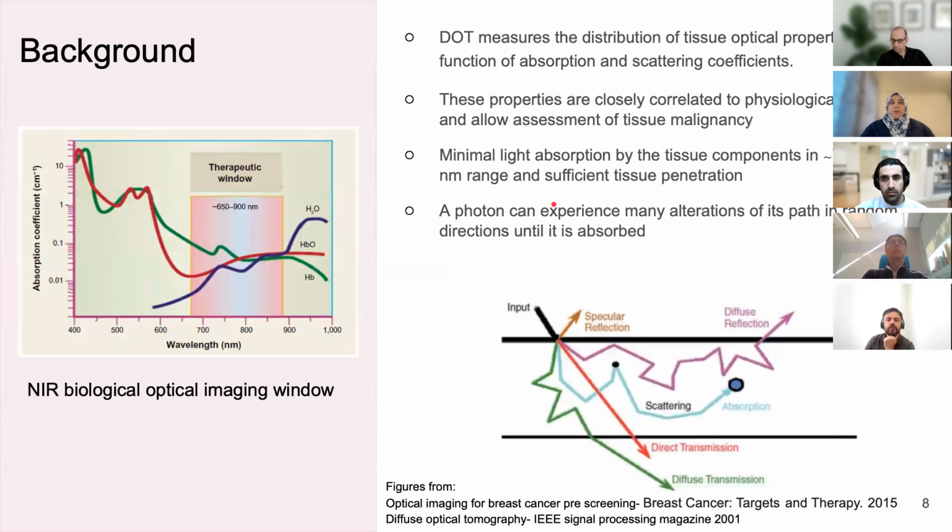Diffuse optical tomography measures the distribution of optical properties as a function of absorption and scattering coefficients. These properties, like we see here, are closely correlated to physiological markers and allow assessment of tissue malignancy. In the therapeutic window between about 700 and 900 nanometers, there is minimal light absorption by tissue components, which allows sufficient penetration of light within the tissue. When light is beamed into a tissue, a photon can experience many alterations till it is either absorbed or scattered. We measure the scattered light for tissue diagnosis.